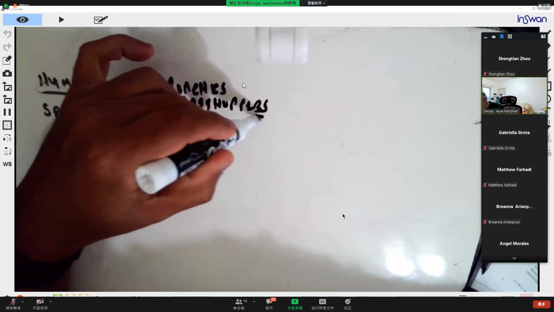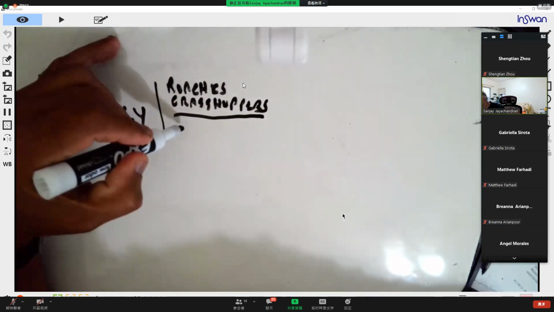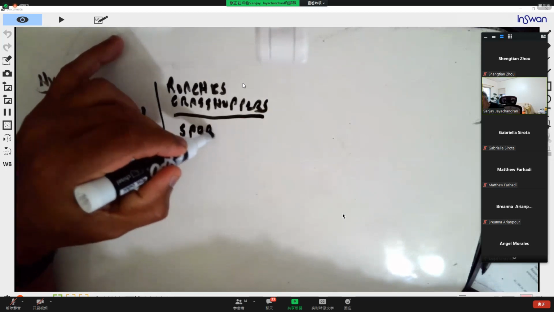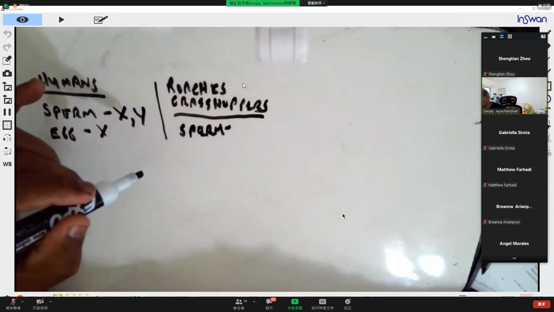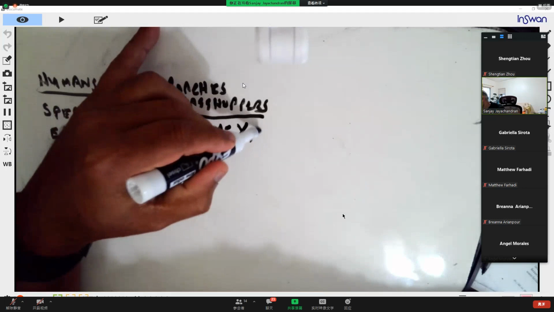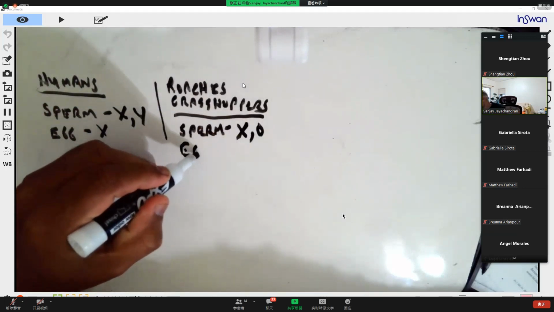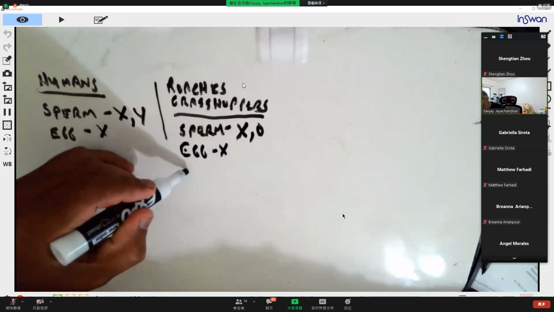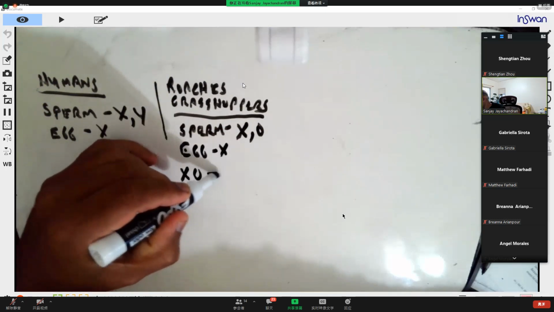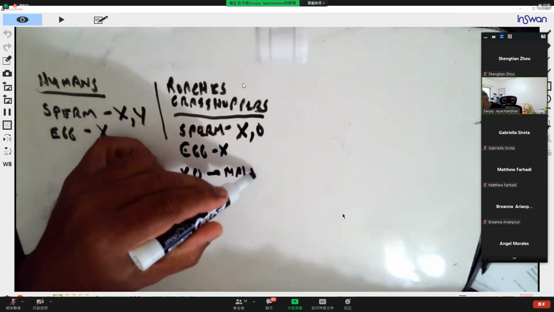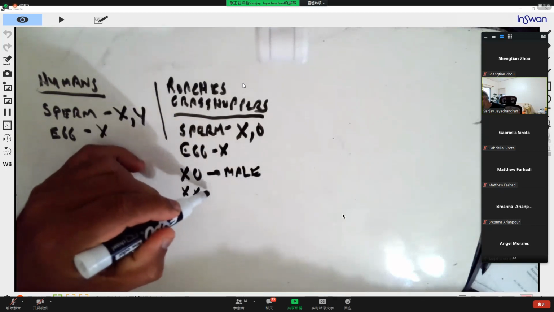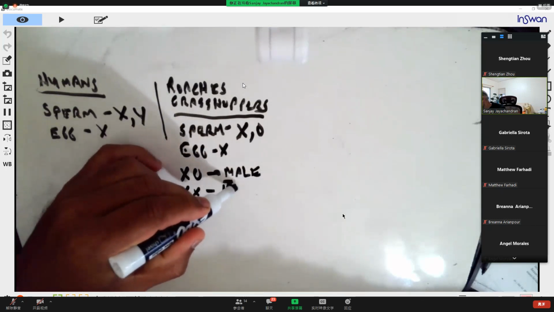In these guys, the sperm also determines the sex. However, they don't have a Y chromosome. So the sperm could be X or nil, no sex chromosome. And the egg can only be X. So one X chromosome is a male, 2 X chromosomes is a female. They don't have a Y chromosome.